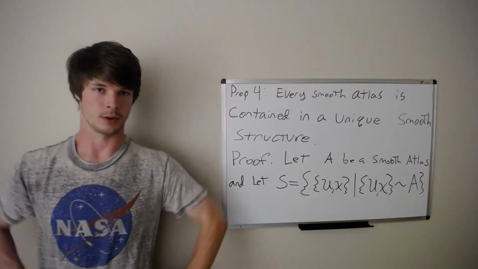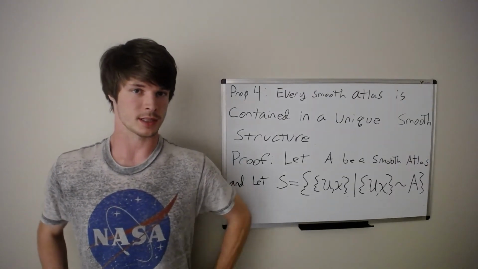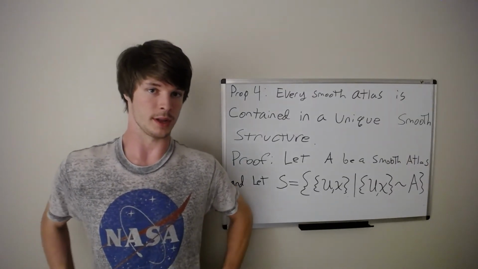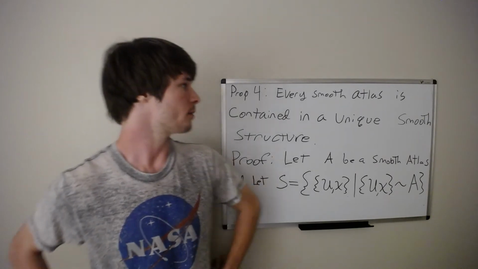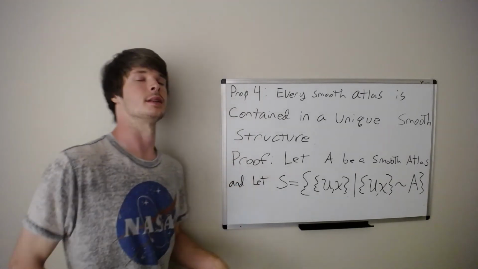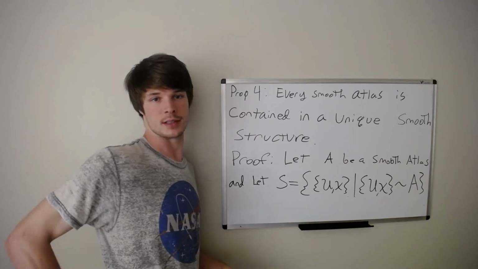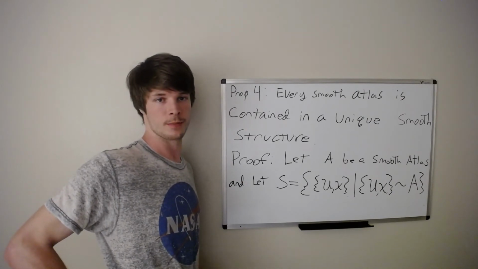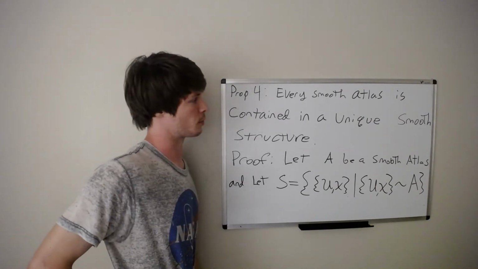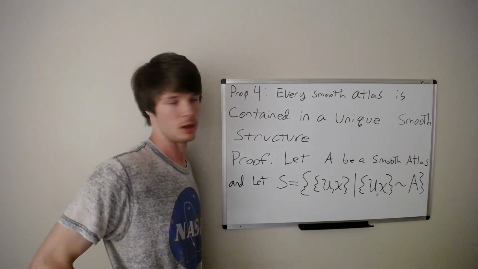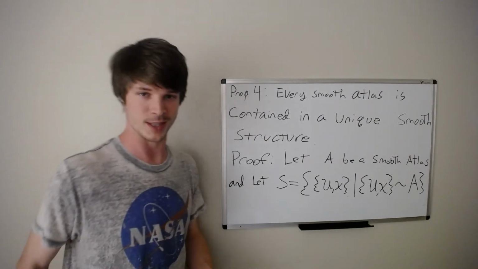On to the next. Now to proposition 4. This is a slightly longer one, but it's a really important fact. Every single smooth atlas is contained in a unique, that is a single, smooth structure. So there are several parts to this proof, which is why it's going to be a little longer than the one I just did.